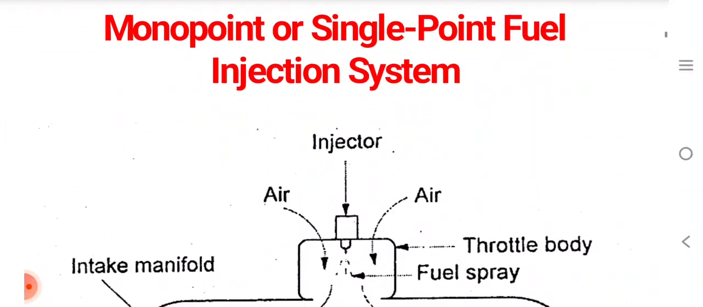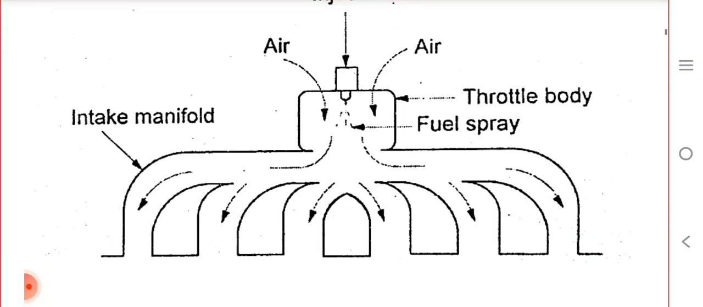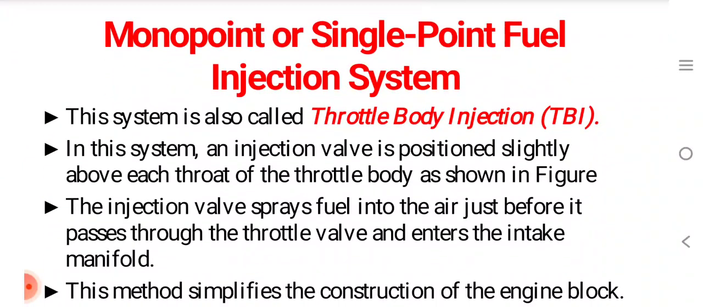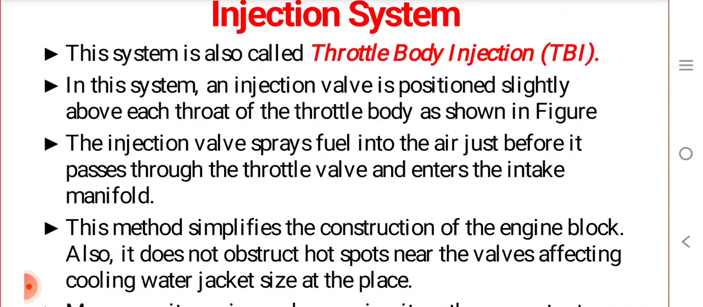This is the monopoint or single point fuel injection system. This is a schematic arrangement for the single point fuel injection system or monopoint fuel injection system. This single point fuel injection system is also called a throttle body injection system. In the system, an injection valve is positioned slightly above each throat of the throttle body, as shown in the figure. The injection valve sprays the fuel into the air just before it passes through the throttle valve and enters the intake manifold.